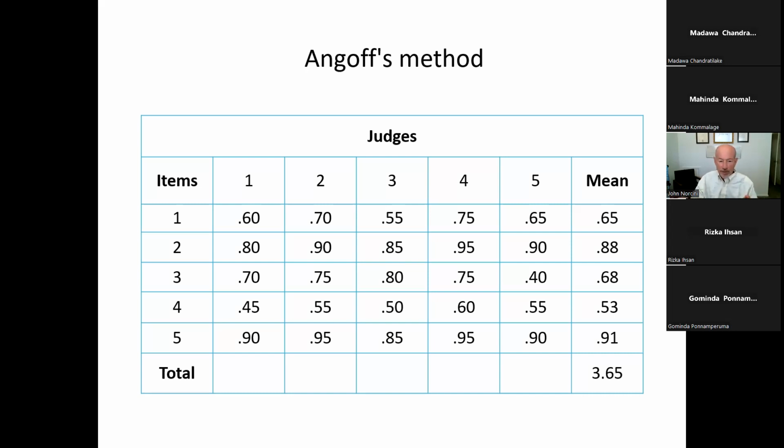Let's take item 3. So you go around the room. Judge 1 said 70% of the borderline group should get this right. Judge 2 said 75%, Judge 3 said 80, Judge 4 said 75, Judge 5 said 40. At that point, you have to have a conversation with the group. So one way to manage the conversation is to ask Judge 3 to talk about why they chose 80, and Judge 5 to talk about why they chose 40. And everybody is free to change their mind at any point in time.